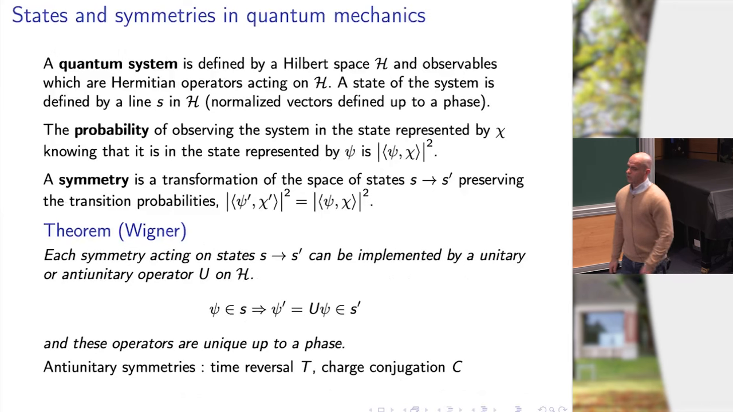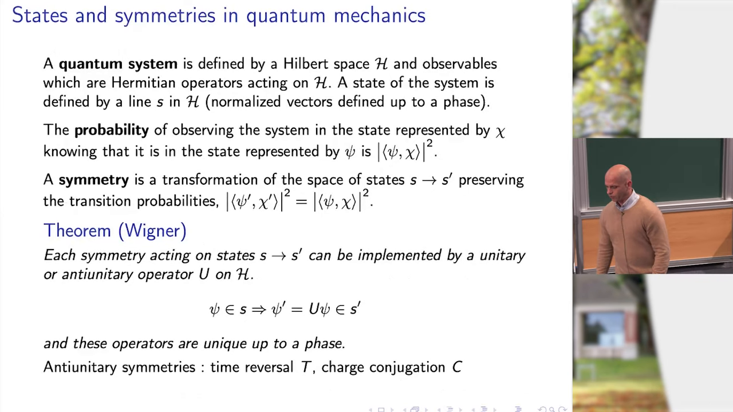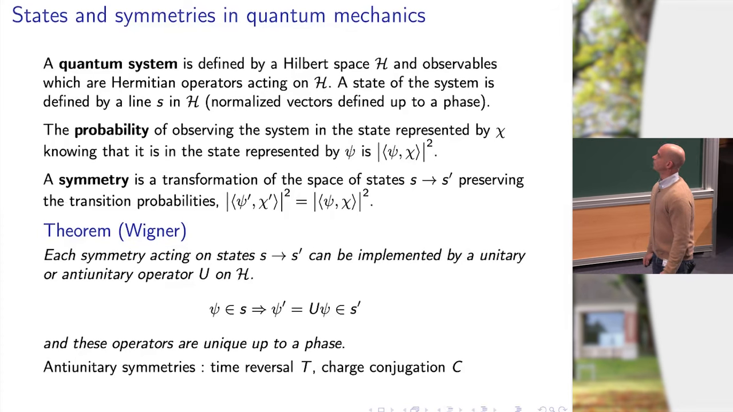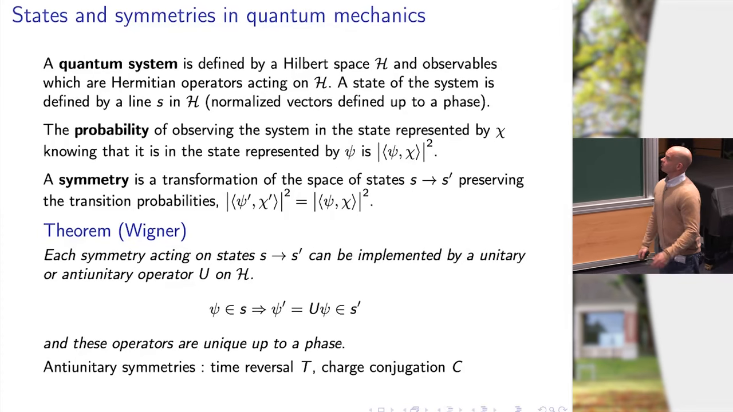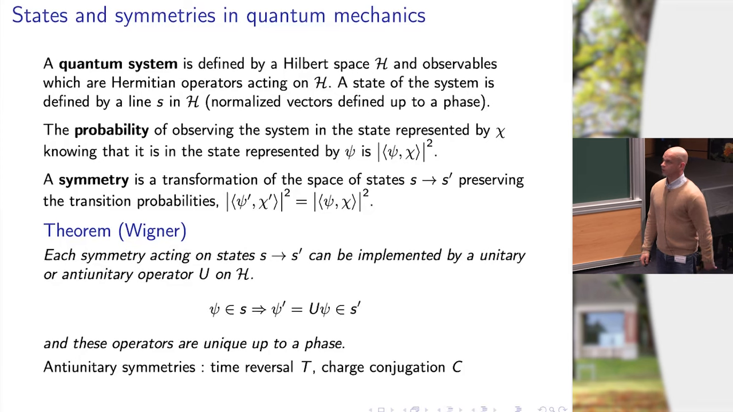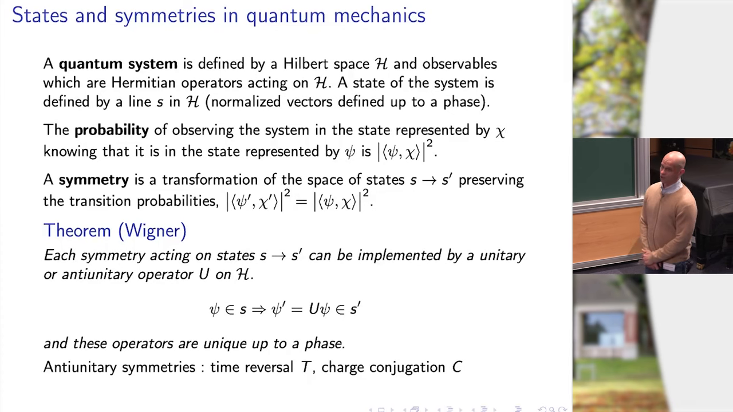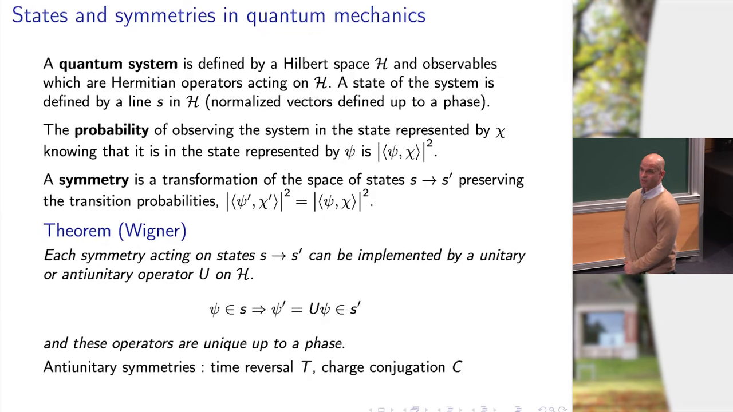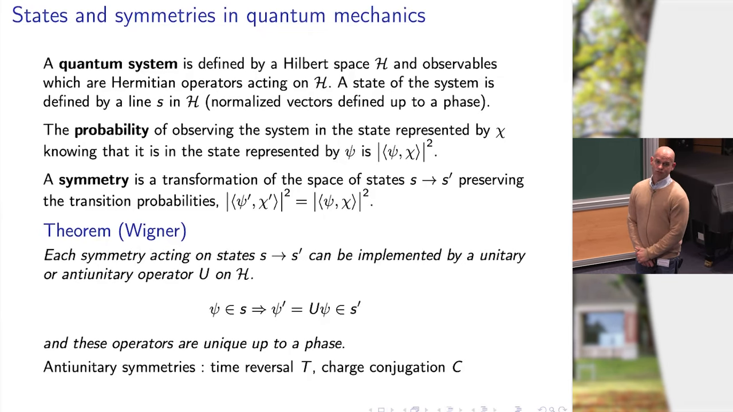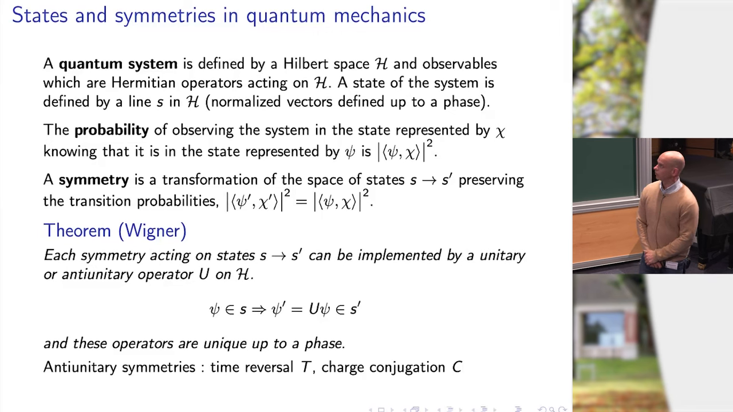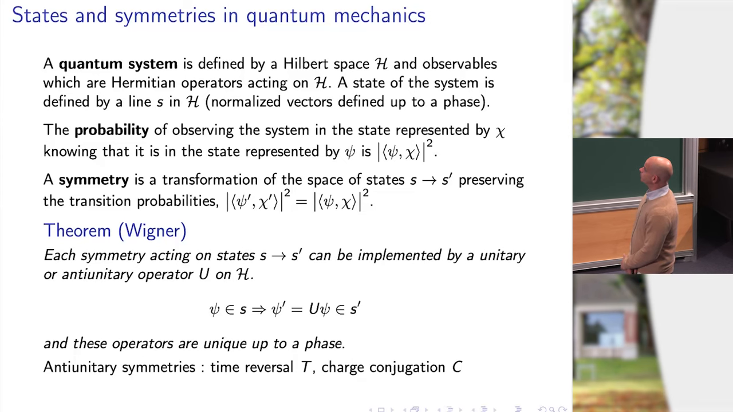So let's be a little bit more expository on quantum states. So what is a quantum system in general? To a given quantum system, I will associate a Hilbert space of states and observables, which are operators acting on that Hilbert space. Nevertheless, I should stress that the state of the system is not a vector in Hilbert space, it's a ray in Hilbert space. It's a non-zero vector, defined up to multiplication.